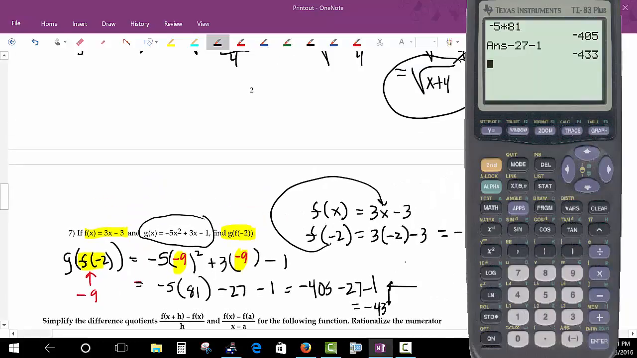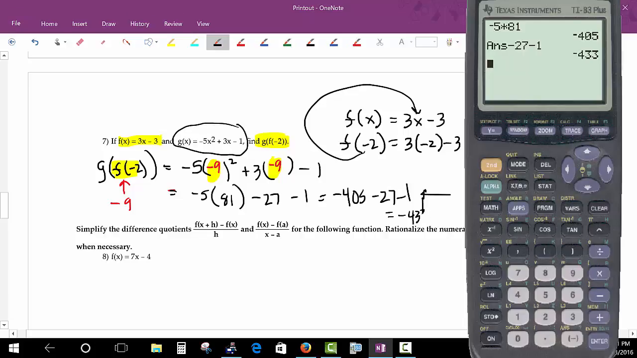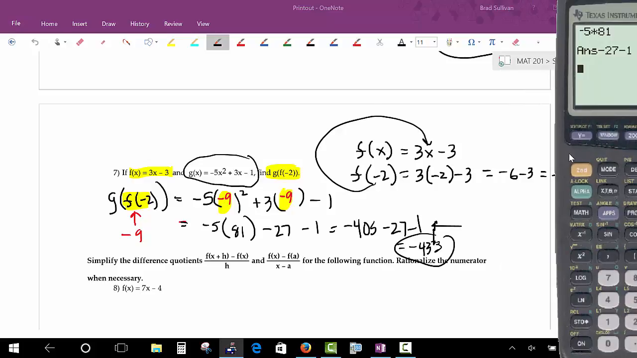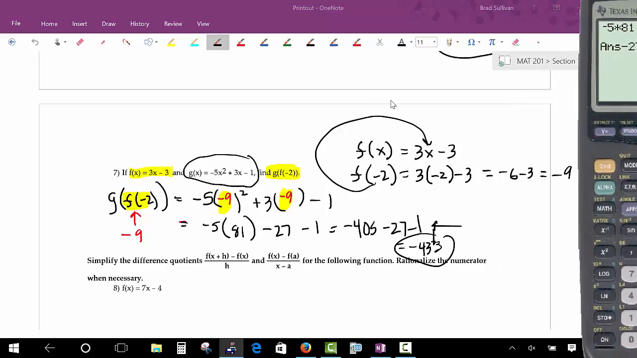So that's the primary part of composition of functions that you want to know how to do. Any clarification needed on that? You guys have a decent enough background for that? Okay?